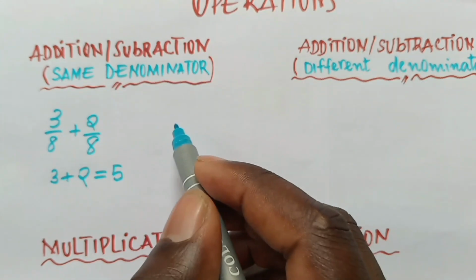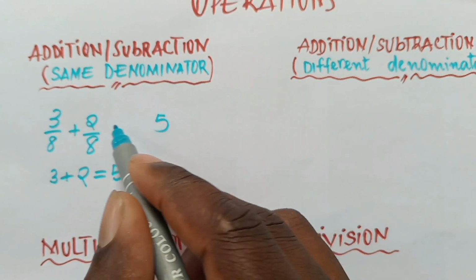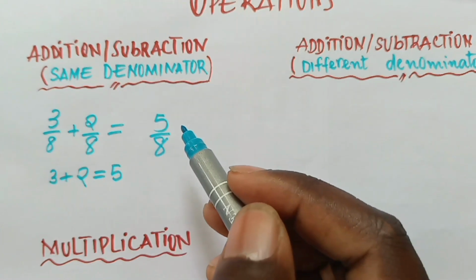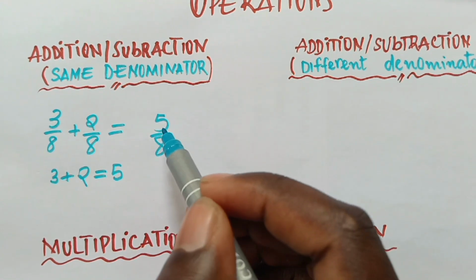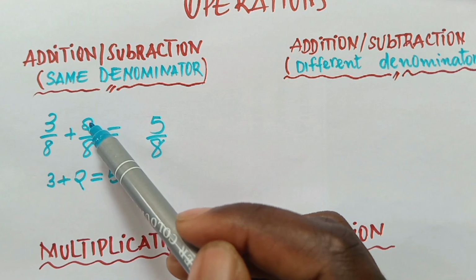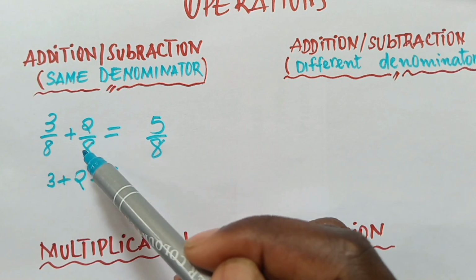It's going to be 5/8. Is this the way? You just have to add 3 and 2. You have to keep the denominator.